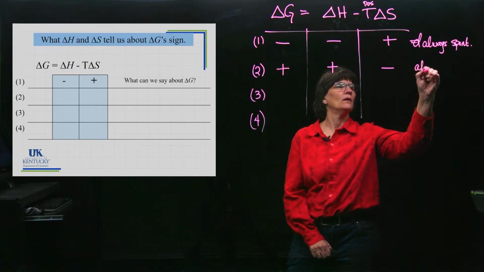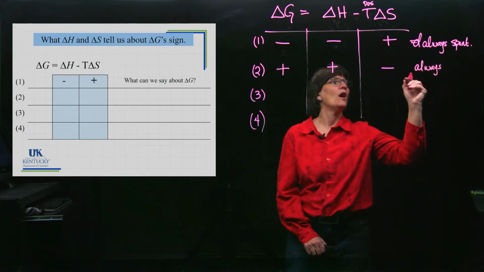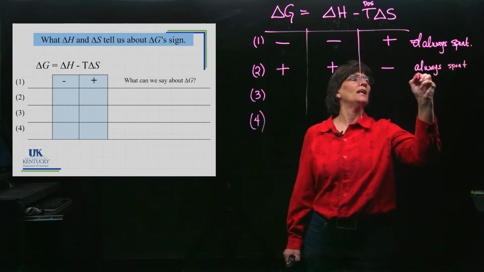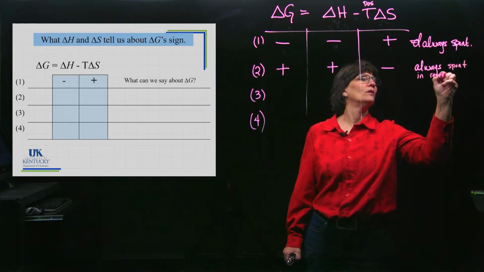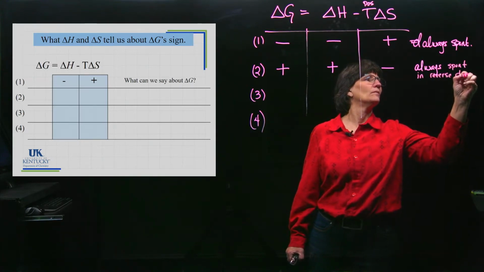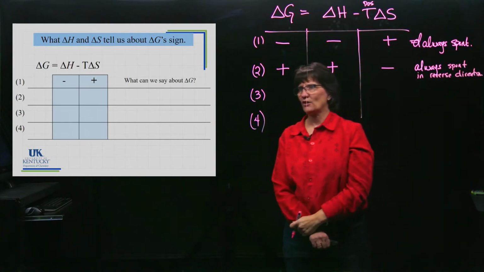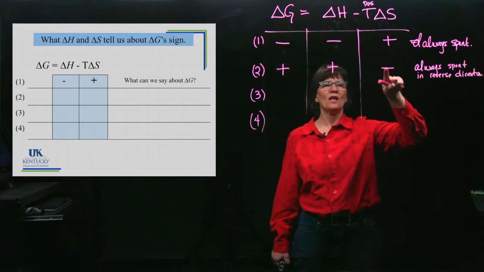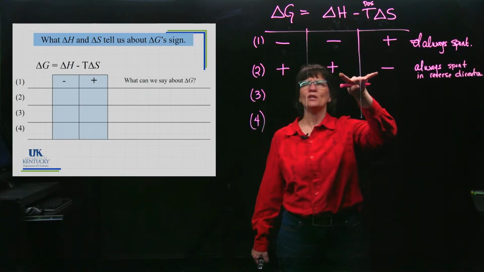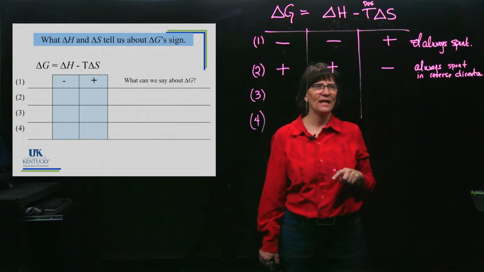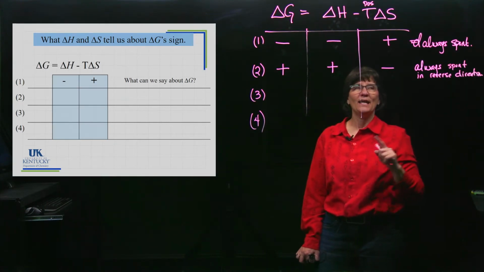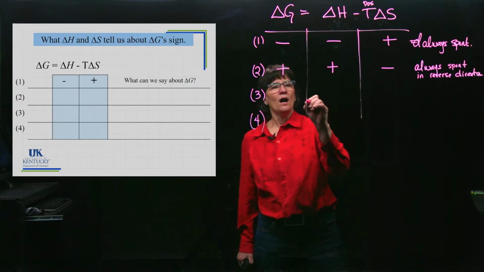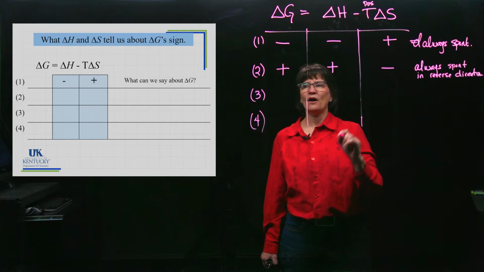Always positive. Always spontaneous in the reverse direction for that reaction. This is an unfavorable condition matched with another unfavorable condition. You put those two together, you will not have a spontaneous process as it's written. It will be spontaneous in the reverse direction. All right, that's two possibilities of the four.